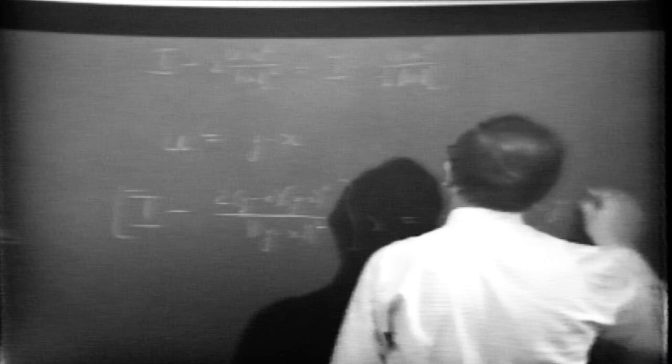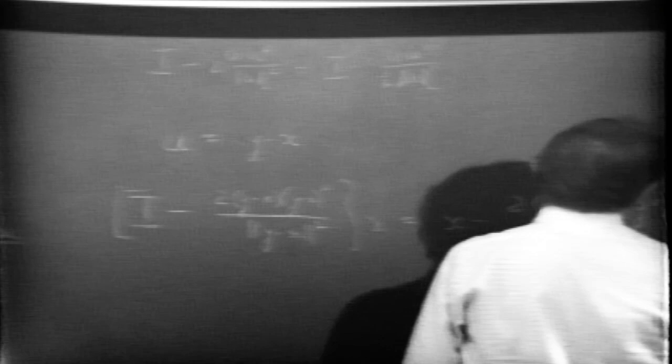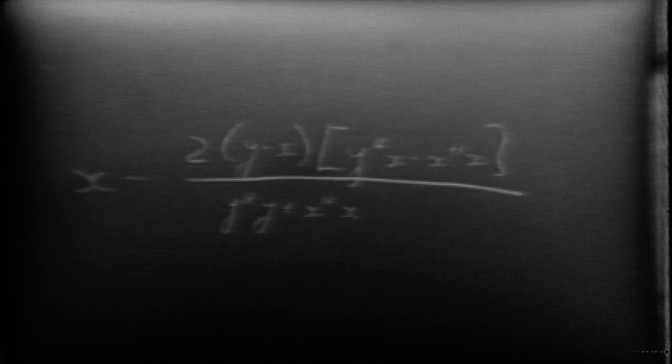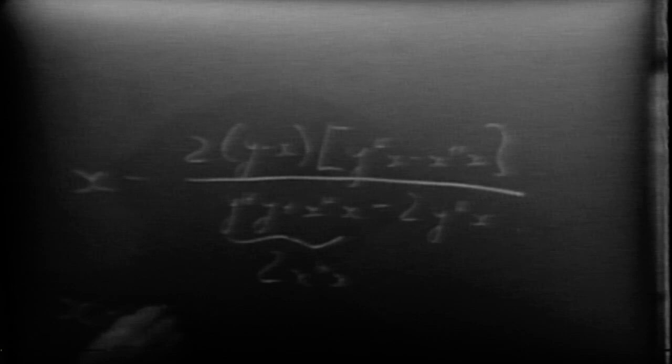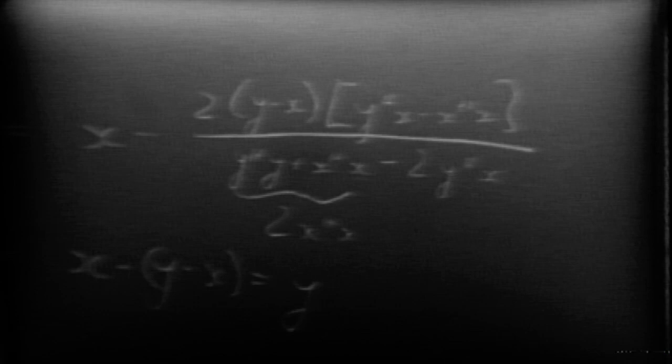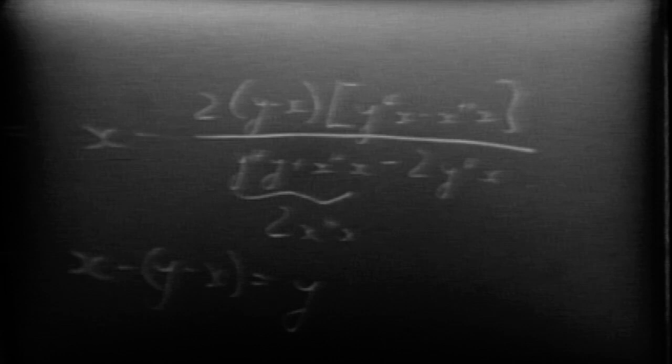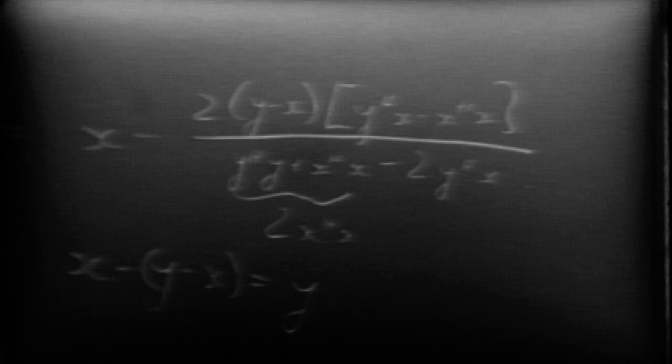It gives us x minus 2 (y minus x)(y^H x minus x^H x) over, and the denominator can be put in the form y^H y plus x^H x minus (y^H x plus x^H y), and since that's real, it's minus 2 y^H x. And since we assume that the vectors were of the same length, this part here is 2 x^H x, and so this denominator is just twice that, and this becomes x minus (y minus x), which is y. So in fact, we see that if x and y are of the same length, and if y^H x is real, then this transformation, which is obviously an elementary unitary transformation, does effect the transformation from x to y.